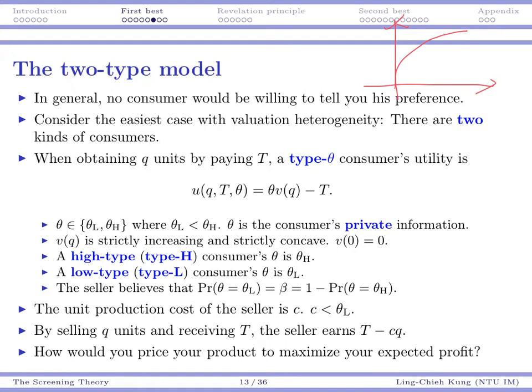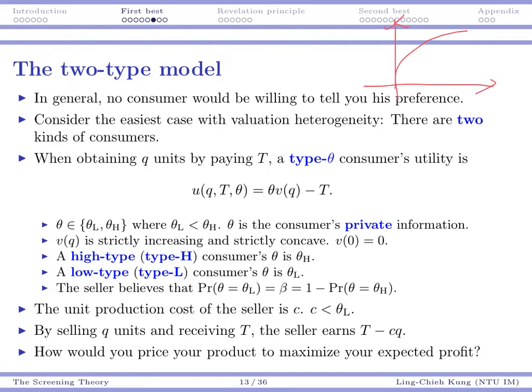how many consumers have a low type, but the seller can do some market research to make some estimations, and so on. And the seller somehow will have a belief about that probability. That's going to be denoted by beta, and we're going to assume that it's constant. Finally, there is a unit production cost, C. To produce each product, the manufacturer needs to pay C dollars. C is going to be assumed to be somewhat small so that it's reasonable to do business.